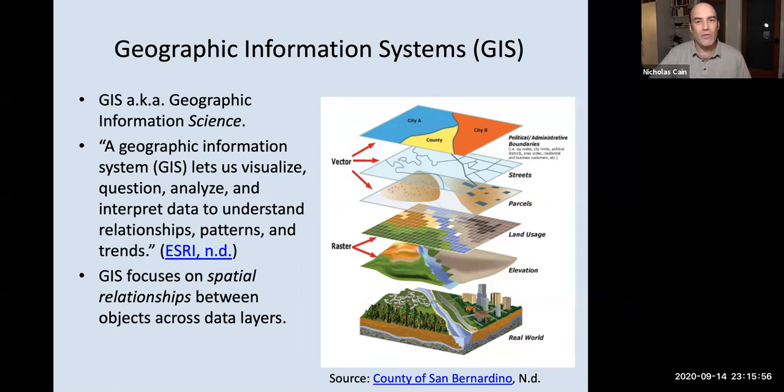What's very powerful about GIS is it lets us visualize, question, analyze, and interpret this data in a way that allows us to understand relationships, patterns, and trends. You can see on the right side of your screen a diagram showing a typical set of layers that you might find in a GIS file. They can include data represented in different ways, as we've discussed: vector layers, which represent data as lines or polygons, and raster data, which is another way of representing photographs or visual information like maps.